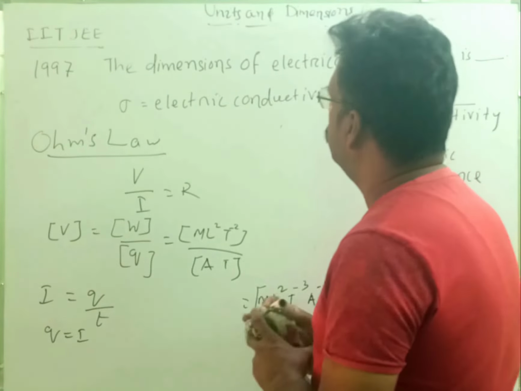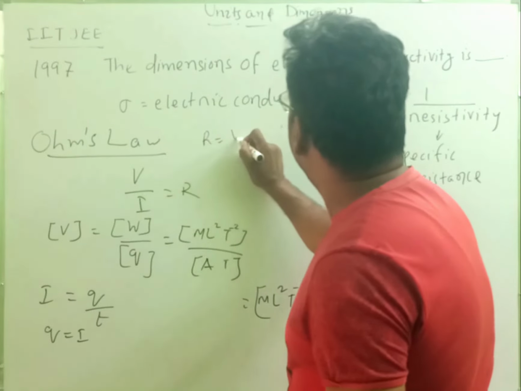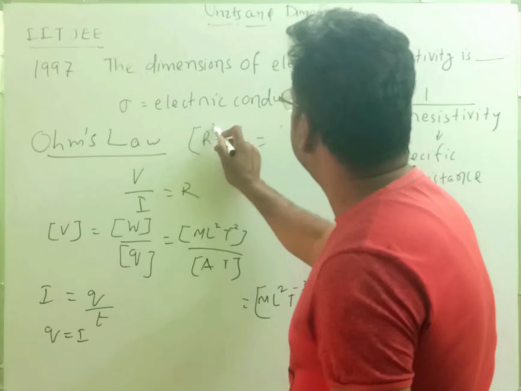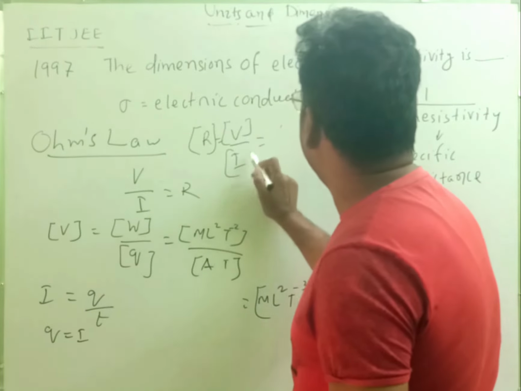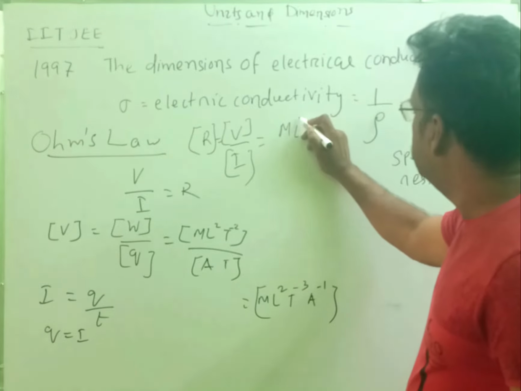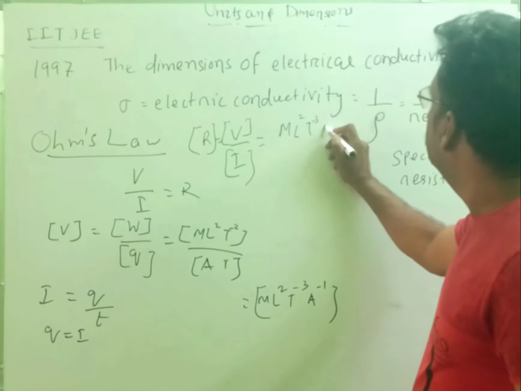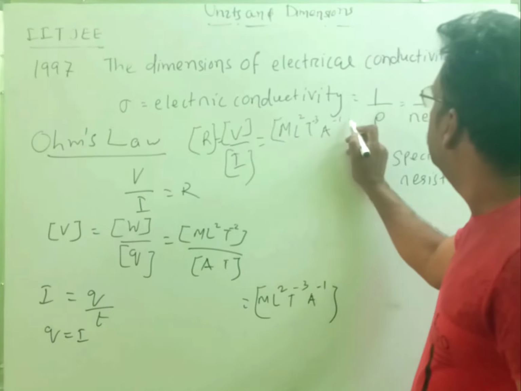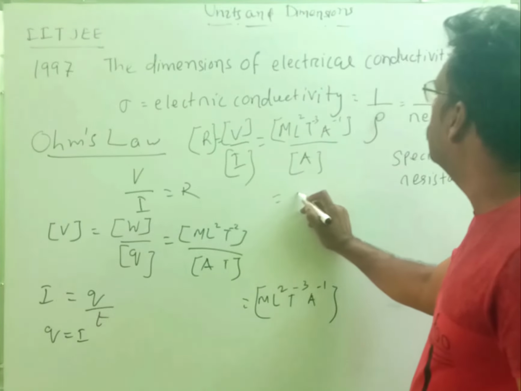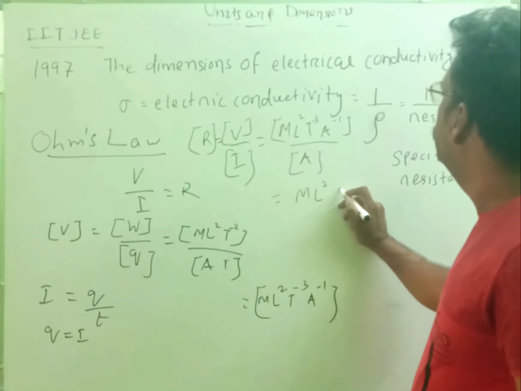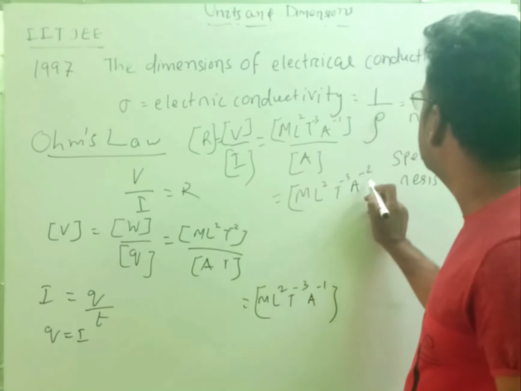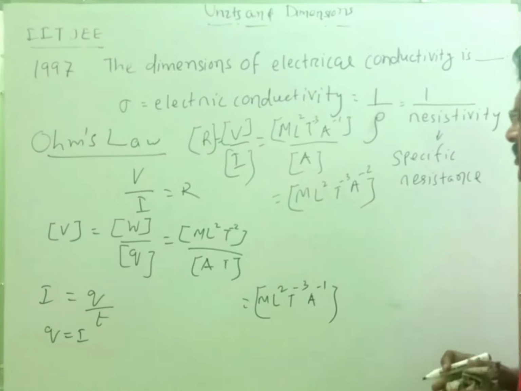V by I is equal to R, or R is equal to potential difference divided by current. So dimensions of R will be dimensions of V upon dimensions of I. Dimensions of V is M L2 T minus 3 A to the power minus 1 upon A. Okay, students. Then this becomes M L2 T minus 3 A to the power minus 2. This is the dimensional formula for resistance.